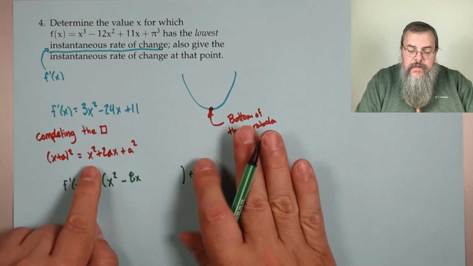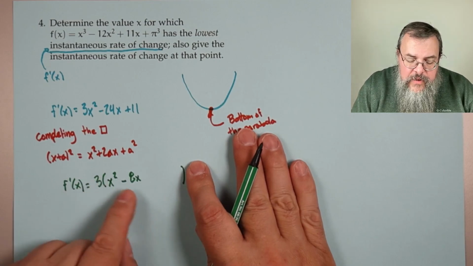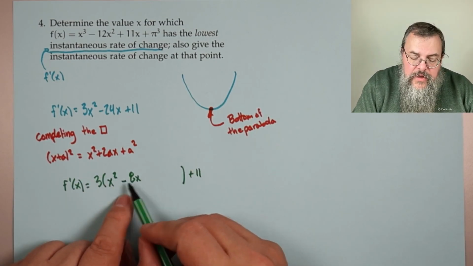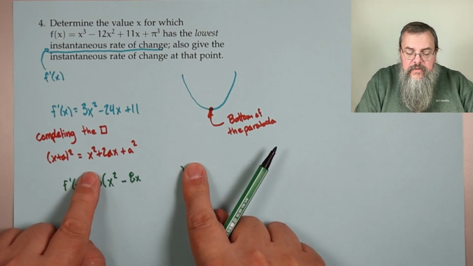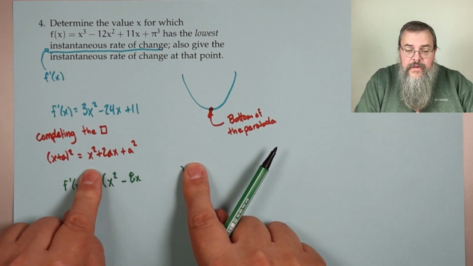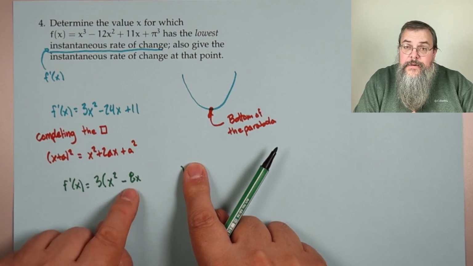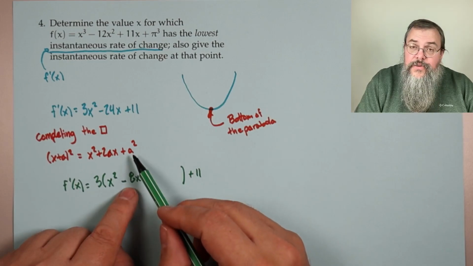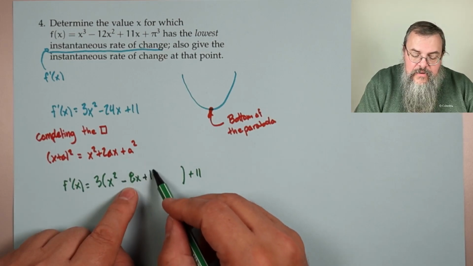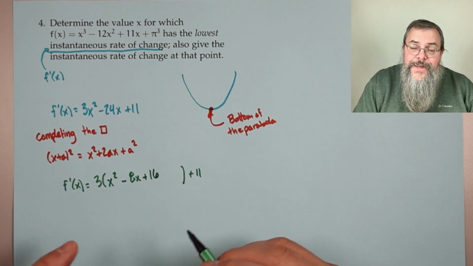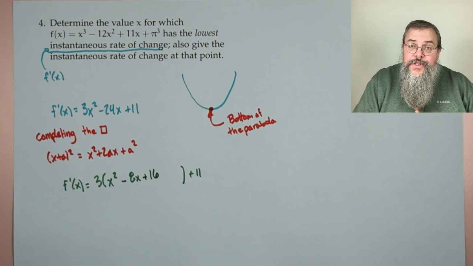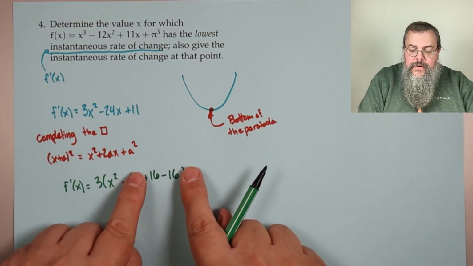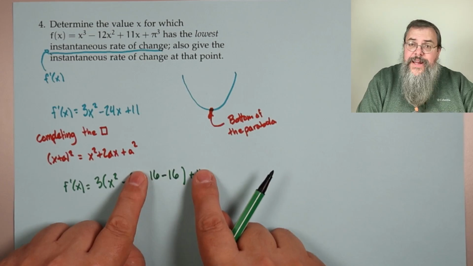Ignoring the 3 and the 11, focus on this part. What should we add right here if we wanted to complete the square? The x squared minus 8x is like your x squared plus 2ax. So minus 8 is your 2a, so a is negative 4. So I should add a squared, so I should add 16. But if you add 16, what should you also do? You should subtract 16. Add 16, subtract 16, boom, that's adding 0.